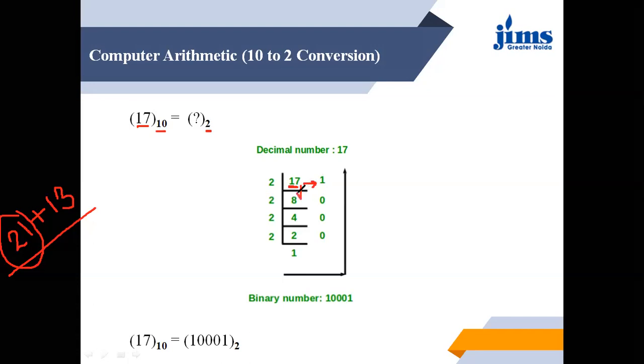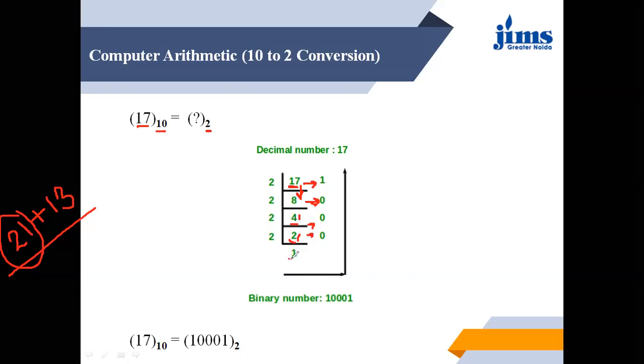Then again we will divide 8 by 2. So this is 4 and the remainder is 0. Again we divide 4 by 2, so the quotient is 2 and the remainder is 0. Again when we divide 2 by 2, the remainder is 0 and the quotient is 1.